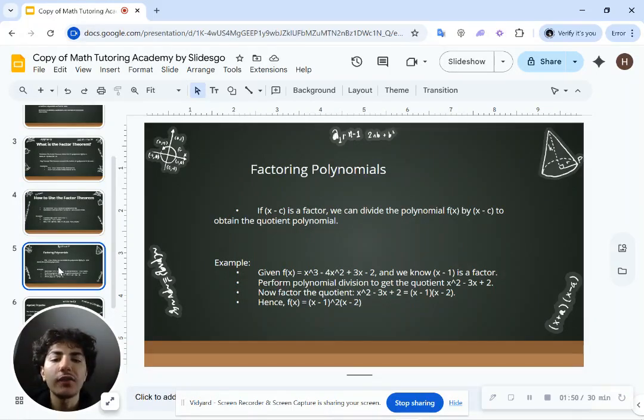Factoring polynomials. If x minus c is a factor, we can divide the polynomial f(x) by x minus c to obtain the quotient polynomial. Now let's look at some examples. Given f(x) equals x to the power of 3 minus 4x to the power of 2 plus 3x minus 2, we know x minus 1 is a factor. Perform polynomial division to get the quotient x to the power of 2 minus 3x plus 2. Now factor the quotient: x to the power of 2 minus 3x plus 2 equals (x minus 1)(x minus 2). Hence, f(x) equals (x minus 1) to the power of 2 times (x minus 2).